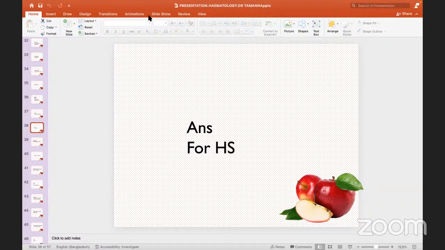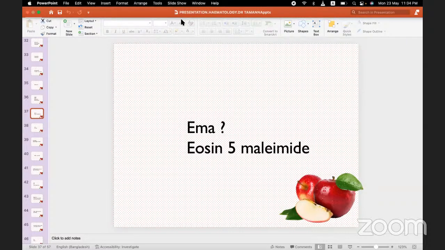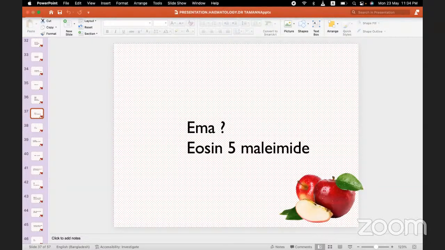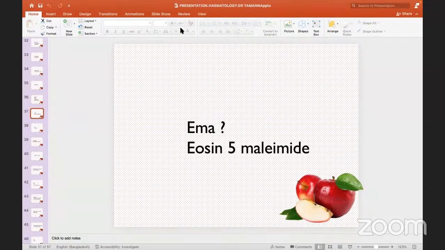And who can tell me the confirmatory test for hereditary spherocytosis? Not MCHC. The answer is EMA. EMA is the confirmatory test, not MCHC. Someone is asking, what are the causes of Coombs negative hemolytic anemia? Congenital hemolytic anemias like thalassemia, hereditary spherocytosis, elliptocytosis, G6PD deficiency are the causes of Coombs negative hemolytic anemia. And acquired hemolytic anemias are usually Coombs positive. And EMA is the test for hereditary spherocytosis. Okay.